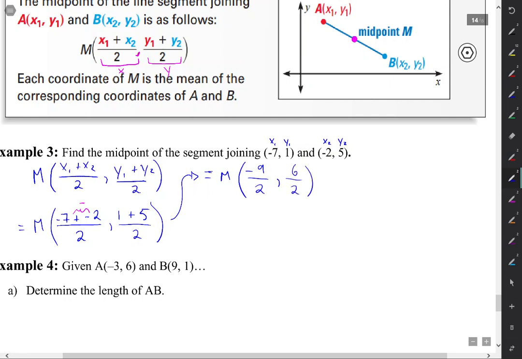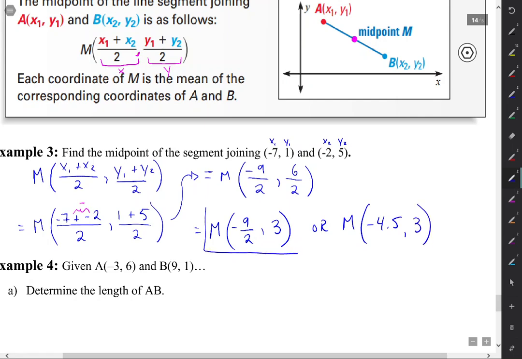And then we can see if we can simplify those fractions. Negative 9 over 2, you could write that as a decimal if you want, which would be negative 4.5, but I would also accept if you just kept it as a fraction. So I'm going to keep mine as a fraction, negative 9 over 2. But then 6 divided by 2 simplifies to just 3. So the midpoint of this line would be at negative 9 over 2, or negative 4.5, and then 3. Either of those answers I would accept.